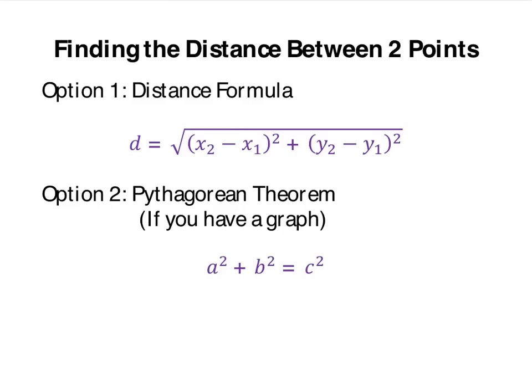Now, to find the distance between 2 coordinate points, we also have 2 options. Option number 1 is our distance formula. It's the square root of x2 minus x1 squared plus y2 minus y1 squared. Or, if you have a graph, you can use Pythagorean theorem. A squared plus b squared equals c squared.